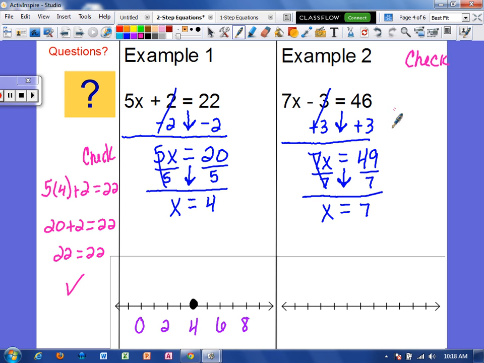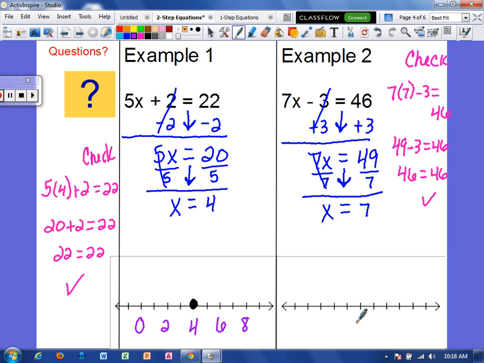So if x equals 7, that means 7 times 7 minus 3 should equal 46. So 7 times 7 is 49. So 49 minus 3 should equal 46. 49 minus 3 is 46. The left and the right side are equal, so that means our answer is correct.